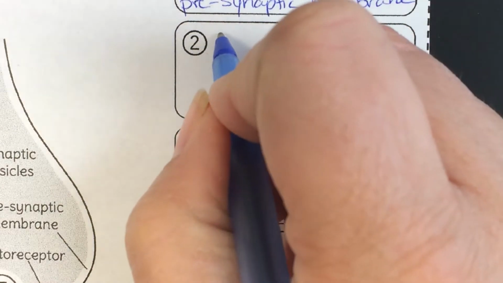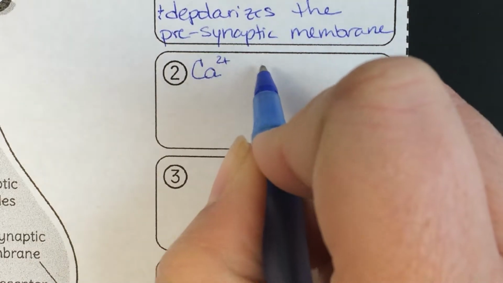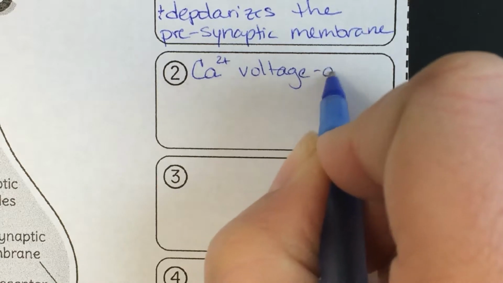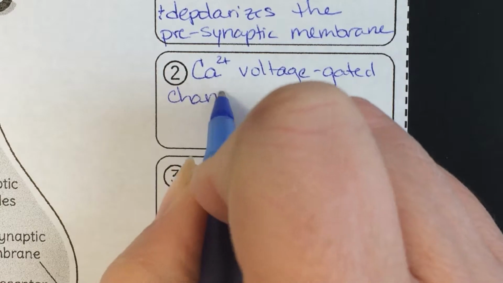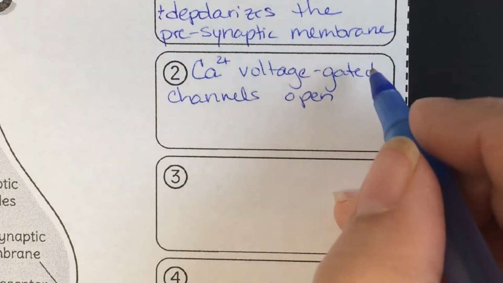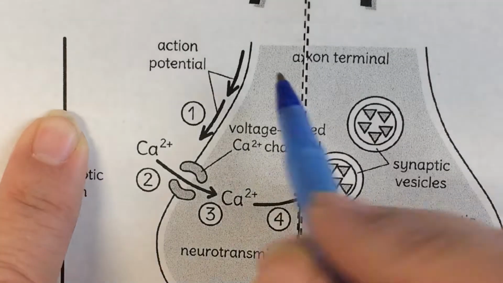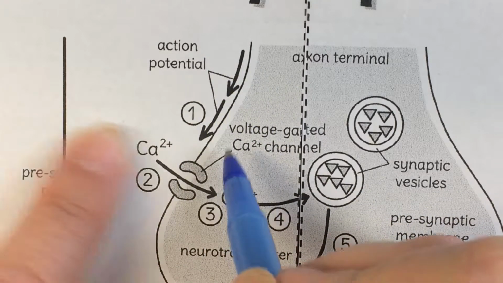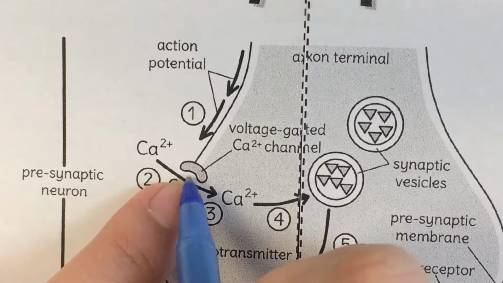So calcium voltage gated channels open. When the action potential changes the charges, the ions, those ions change our voltage, which takes this one, which was normally closed, and opens it up.